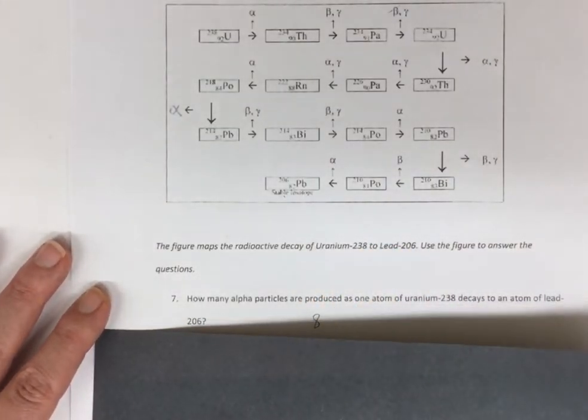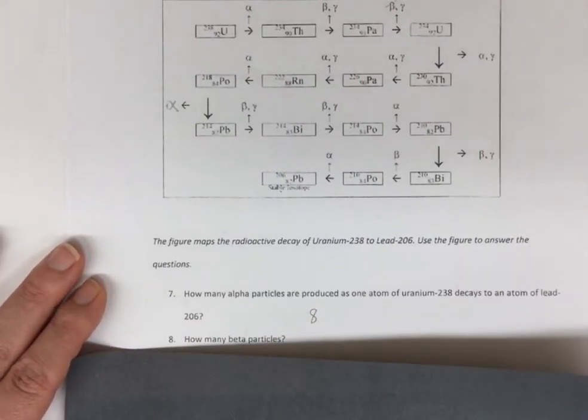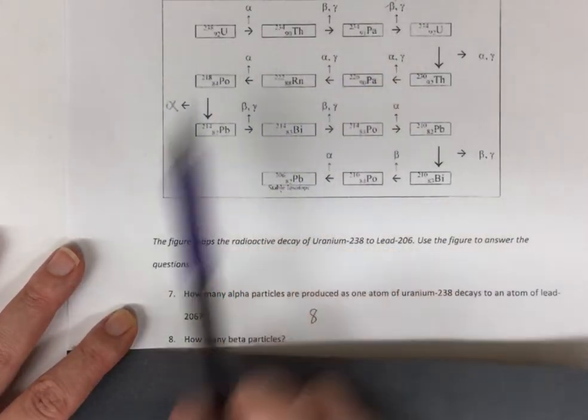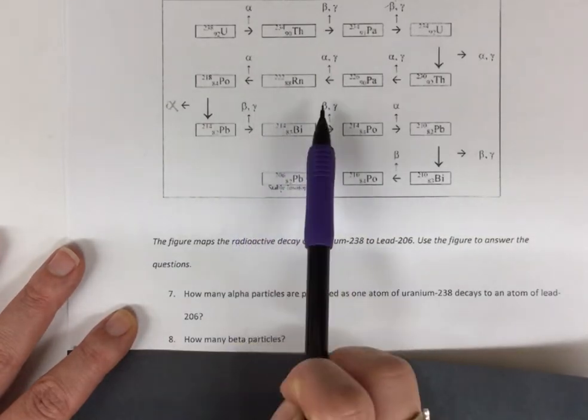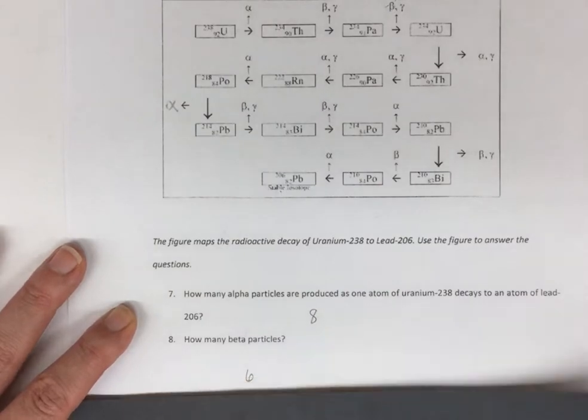8. And then how many beta particles are produced due to this? Again, all I have to do is count. The symbols are there. 1, 2, 3, 4, 5, 6. That's all there is to it.